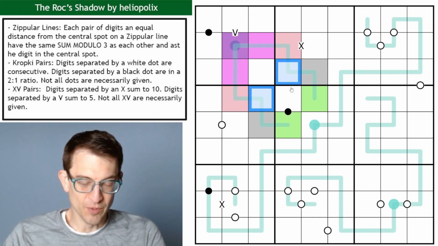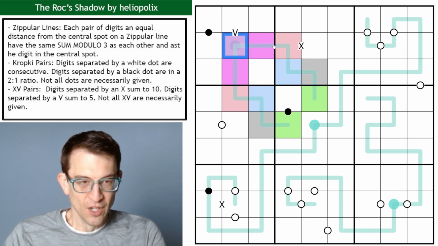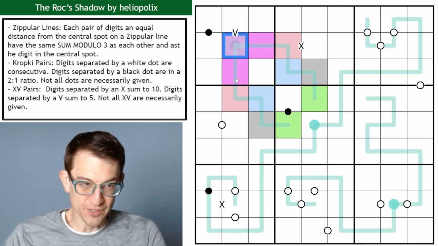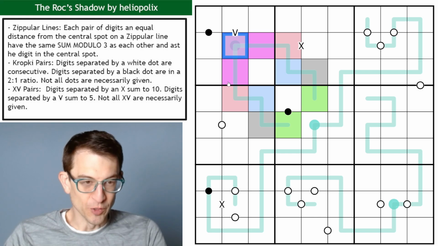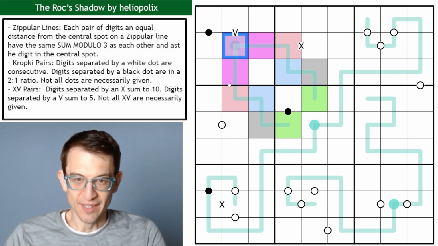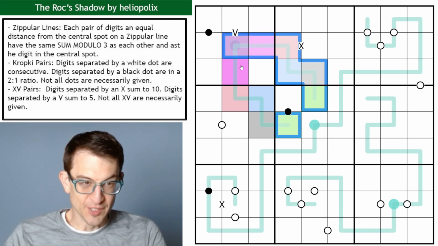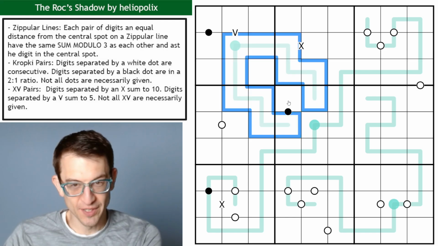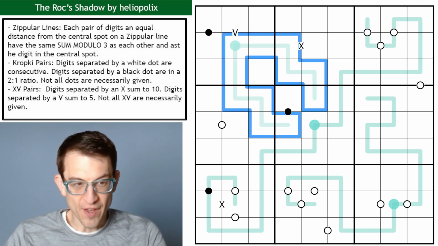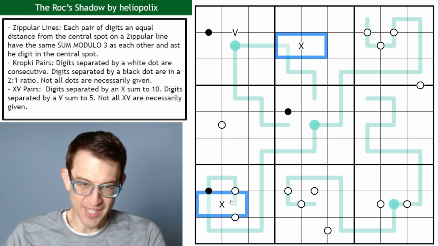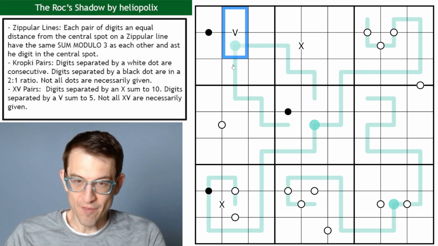So basically, each of these sums and the purple digit in the center, they all have the same remainder. They're all in the same group, where the groups are defined by their remainder mod 3. So that's how the zippular lines work. We have x's, xv, so everything across an x sums to 10, and that's not modular, that's just a sum of 10. This one is going to be a sum of 5.